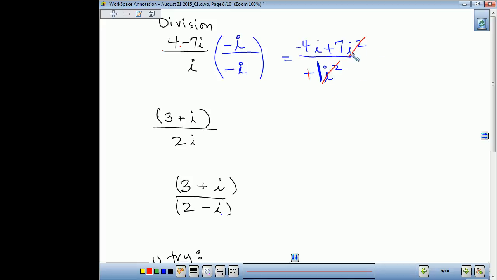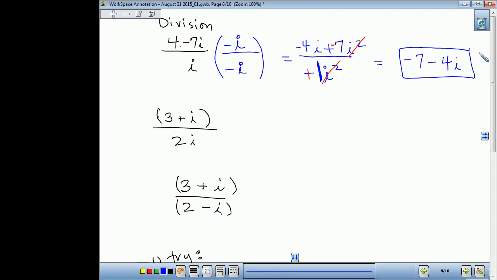Okay, and now this is going to make that a -7. So I really don't even have a denominator anymore because it's 1. So this is -7 minus 4i when I write it in a plus bi form, which is the form for a complex number.